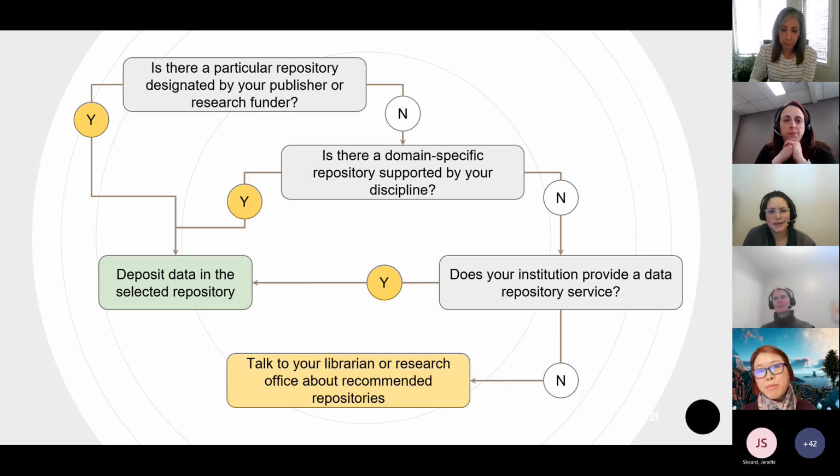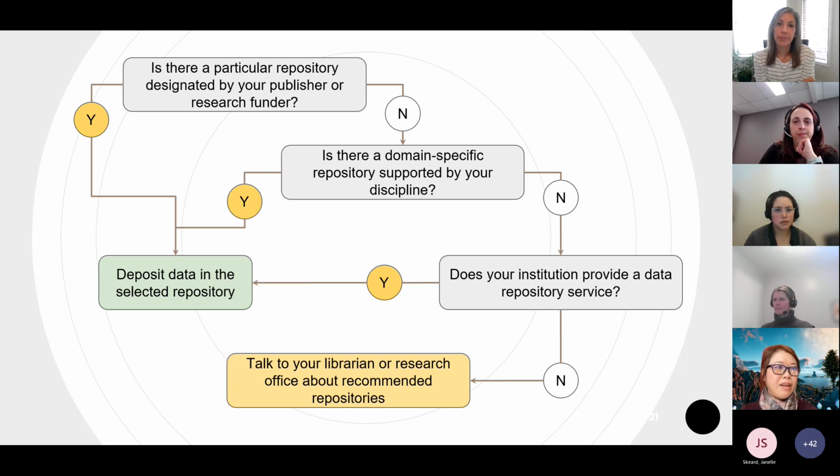is there a domain-specific repository supported by your discipline? If yes, you have to figure out its requirements and processes in order to prepare for the deposit. If no, does your institution provide some kind of data repository service? If yes, contact the repository admin for further information. During the process, if you get stuck or don't know the answer at any point, contact your librarian or research office at your college for advice or recommendations. Next, please.